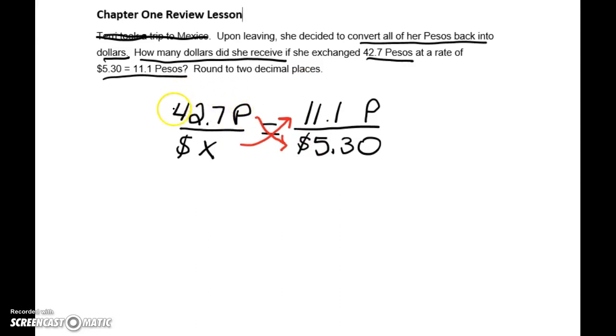So I always start with the top of my first fraction, so we have 42.7 multiplied by 5.30. And I don't like to write the units. The units are more important for just setting up the actual question itself, and after that they become a little bit like clutter. So once you show that first multiplication, we separate it with an equal sign, and then we can do the second multiplication. So x times 11.1.